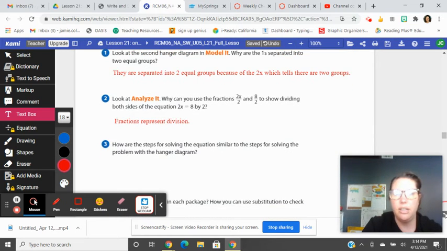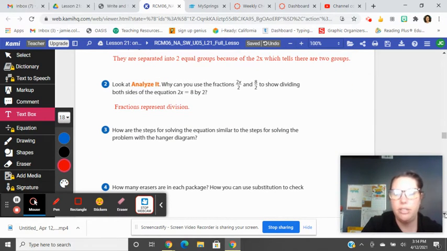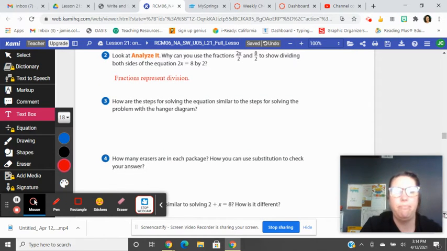You guys hear the E in the background? It's my printer. It's taking forever to print.